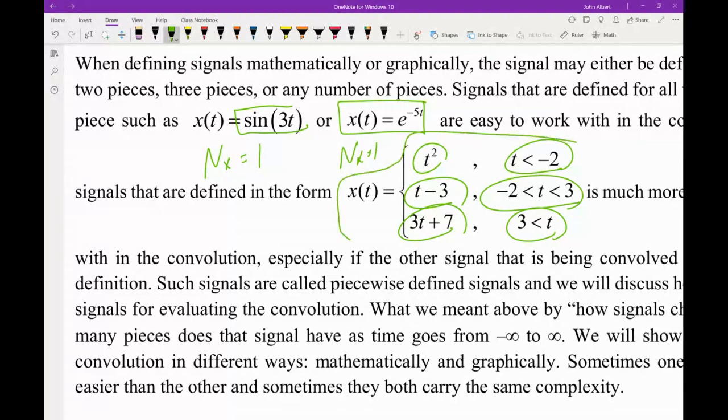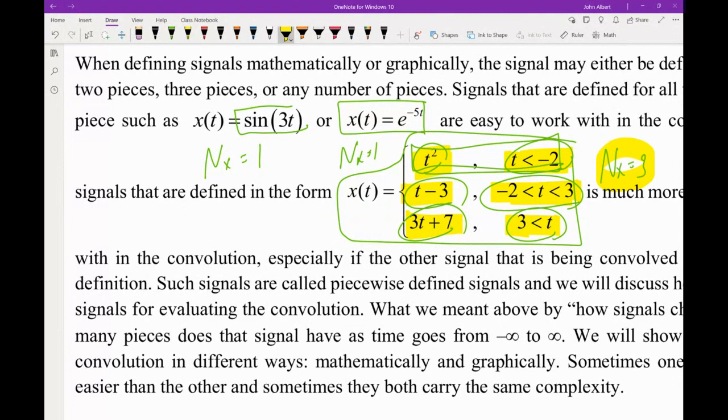However, this function in here, I have nx equal to 3. Because for a specific range of t, this is the definition of the function for this range of t. And this is the definition of the function for this range of t. And this is the definition of the function for this range of t. So I have 3 regions in which the function changes depending on the value of t. So I'm thinking of nx in here to be equal to 3 regions.